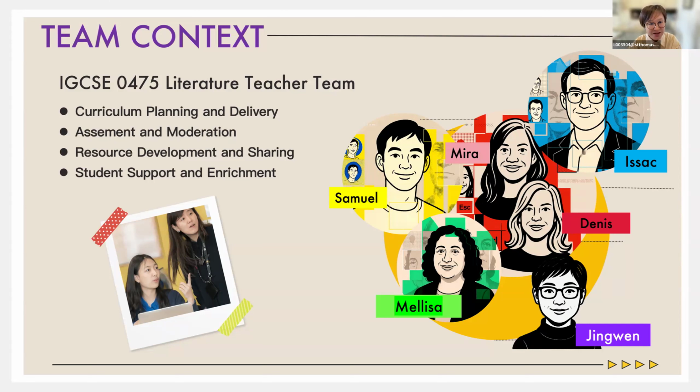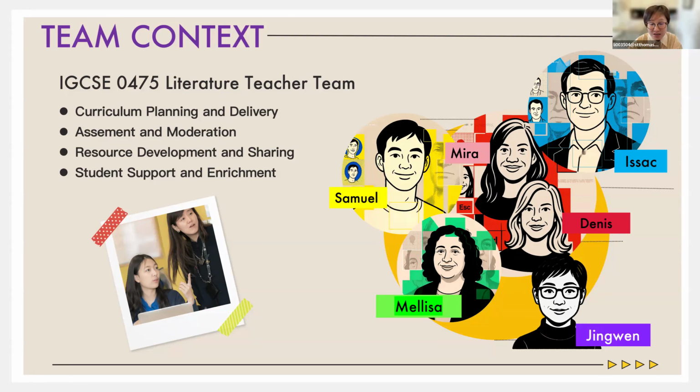Let me introduce my team. First, we have Samuel. Samuel is our new teacher who joined us from Singapore last year. Guiding our year 10 students, we have Melissa and Isaac, both highly experienced educators from Hong Kong with over 15 years of teaching experience. For our year 11 students, instruction is handled by our senior teachers, Denise from America and Mira from Malaysia, and me, from Guangzhou, China.